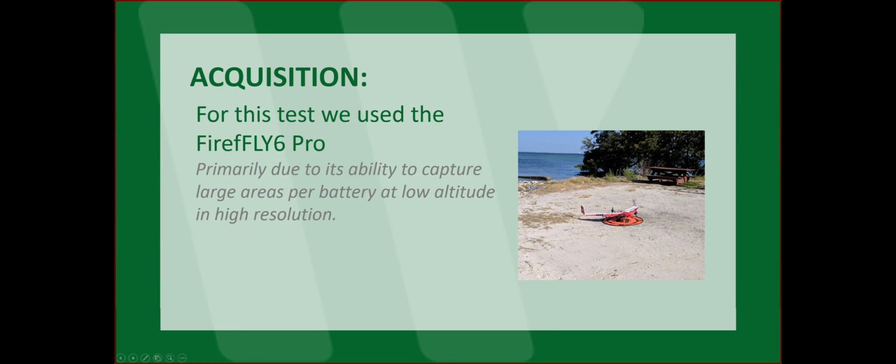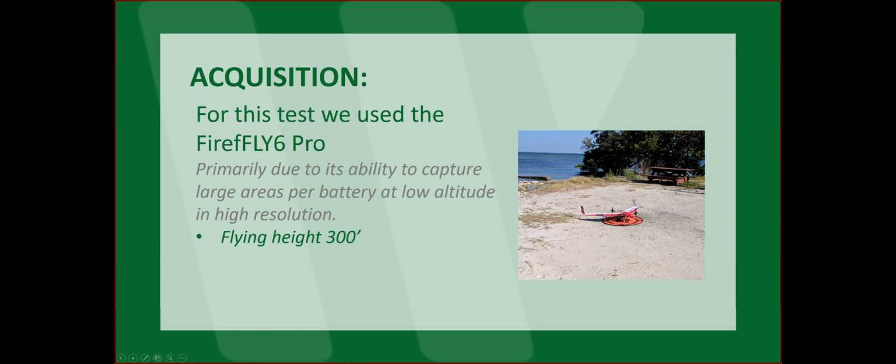Acquisition. Let's look at our project. For this test we used the Firefly 6 Pro, primarily due to its ability to capture large areas per battery at a low altitude in high resolution. However, I must say, this system is VTOL, vertical takeoff and landing. And this becomes very important when you're working near shorelines, because on one side you have water, on the other side you have vegetation, trees and so forth, and you may have a little sliver of sand from which you can take off and land.